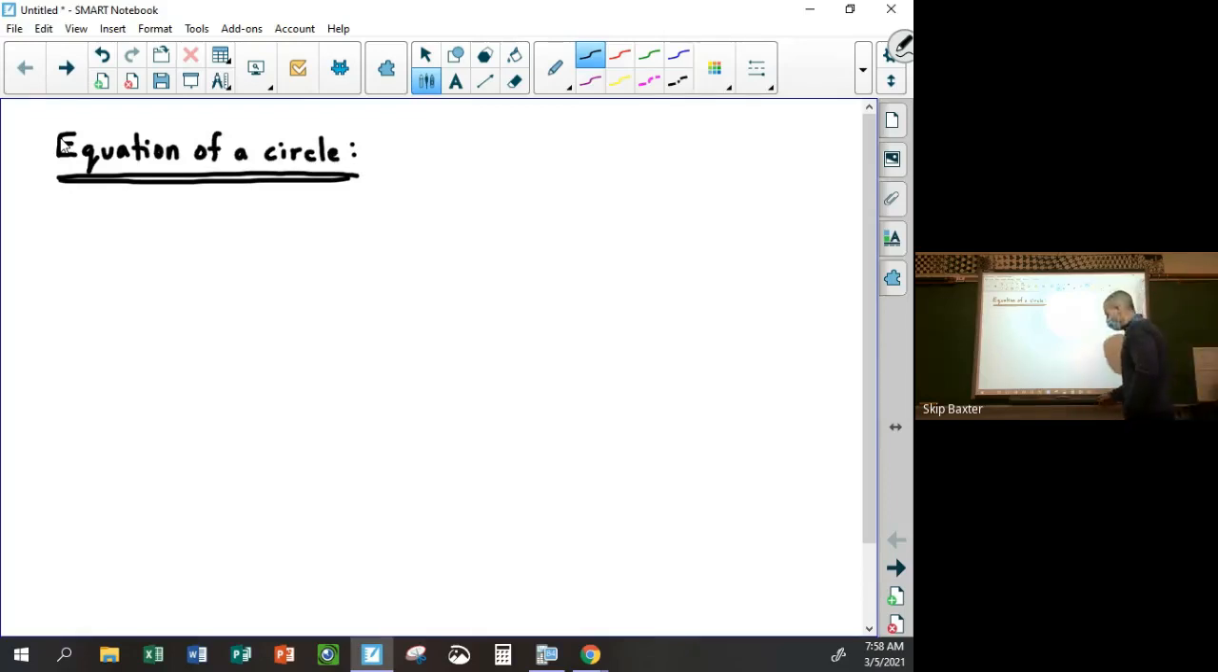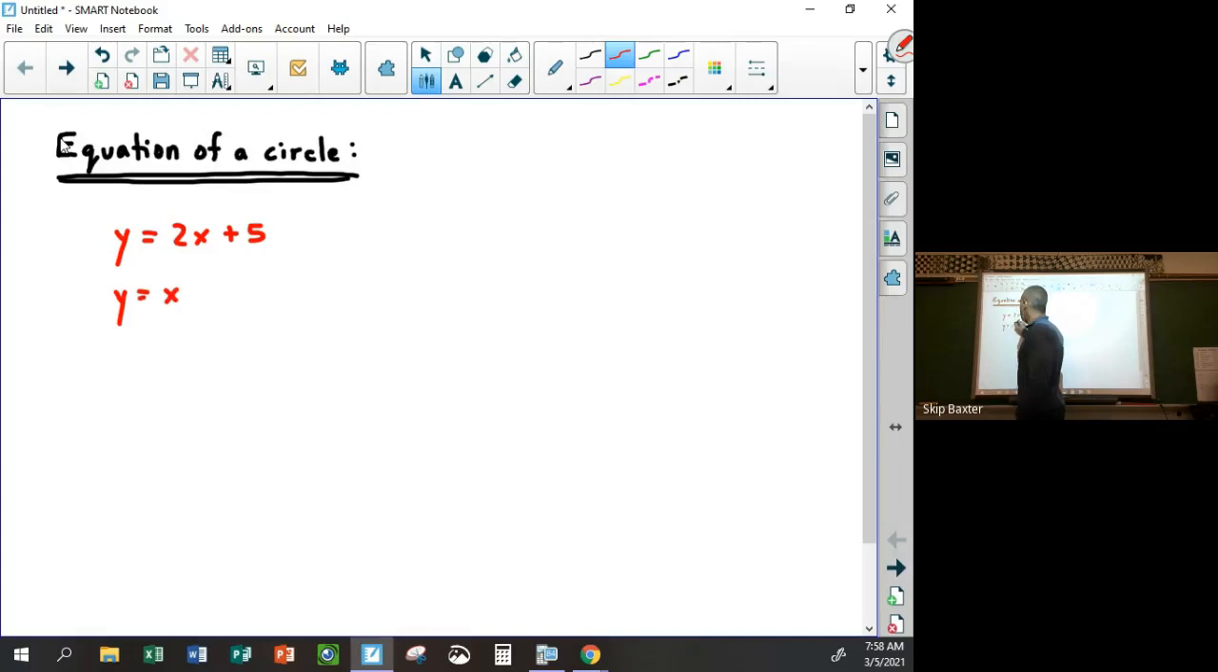So remember, the equation of any graphed figure is just an equation that any point that's on that figure works in. For example, if I have the equation y equals 2x plus 5, it's a line, right? And that means that any point that's on that line works in this equation, right? Or if I have the equation of a parabola, x squared plus 2x minus 1, you know that this is the graph of a parabola because it's a quadratic equation. It's the same idea.